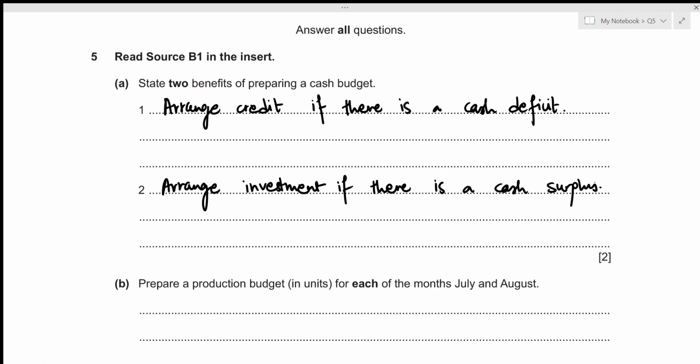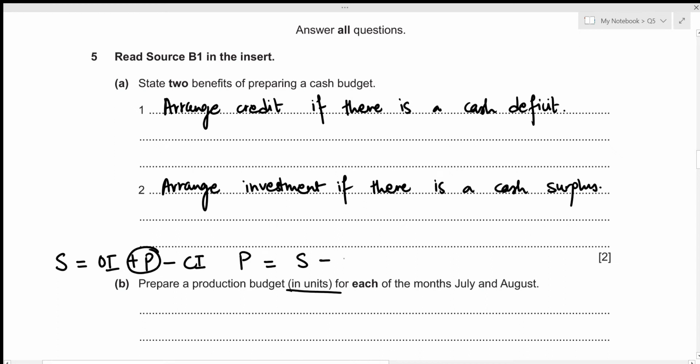Now for the second part, we need to prepare a production budget in units for each of the months July and August. Alright, so if we're talking about production in units, then what we know is that the sales unit is just going to be the opening inventory unit plus the production unit minus the closing inventory unit, right? And in this case, we need to figure out our production unit. So that means that the production unit is just going to be the sales unit minus the opening inventory unit plus the closing inventory unit. So this is the statement required in order to figure out our production budget.